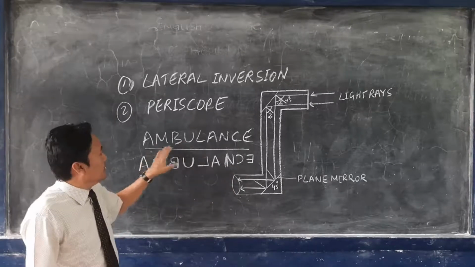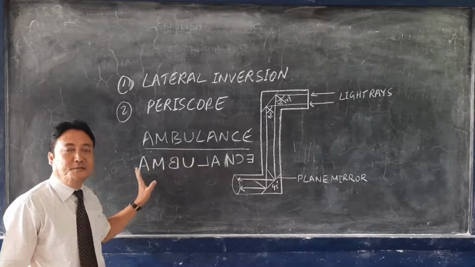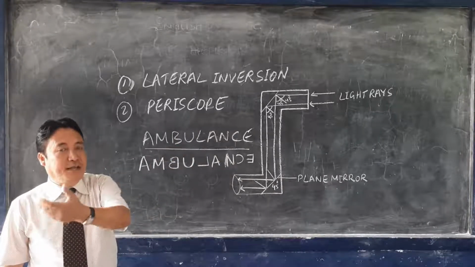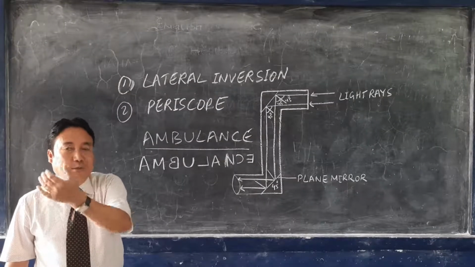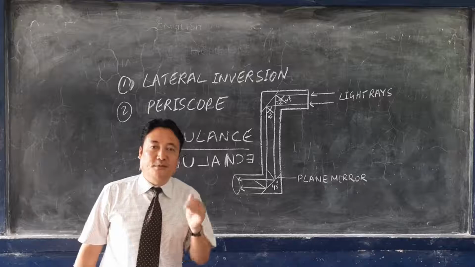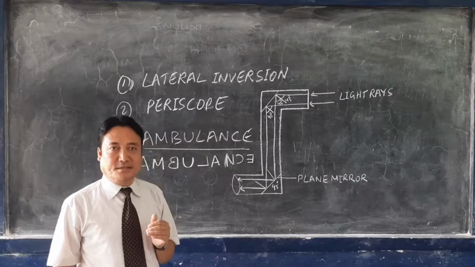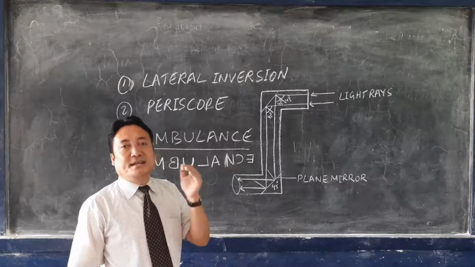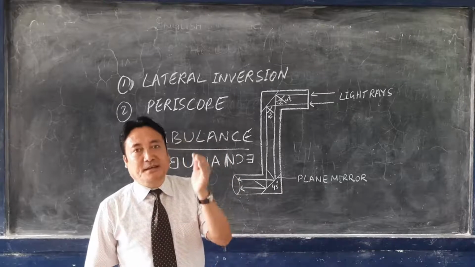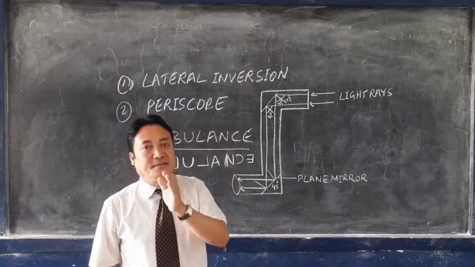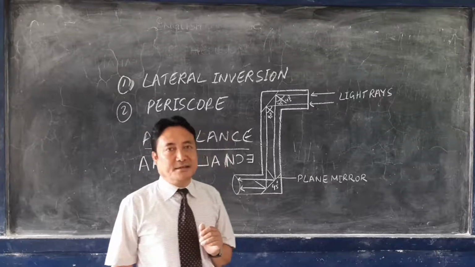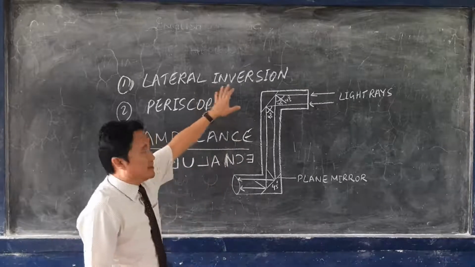Instead of writing in the correct form, it is written in lateral inverted form, so that from the outside, that means from the other vehicle, one can see the correct word ambulance. So this is what we call lateral inversion. When we define lateral inversion, it is defined as the interchange of left and right side of the object and the image in a plane mirror. So this is about lateral inversion.